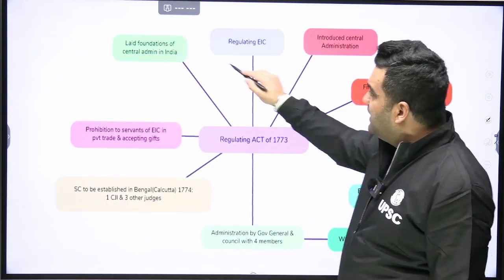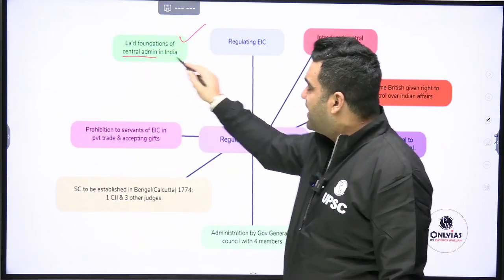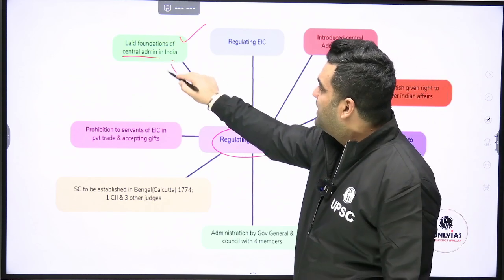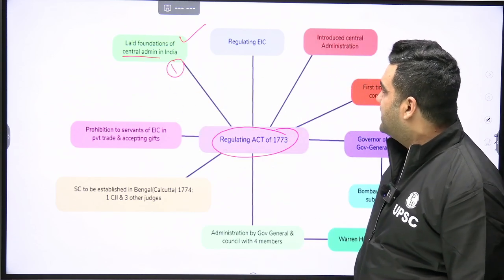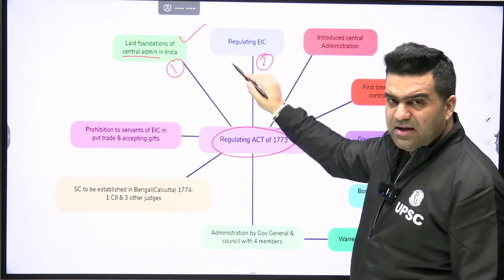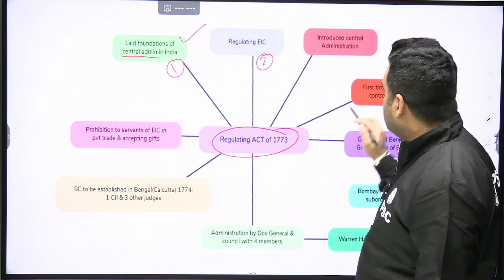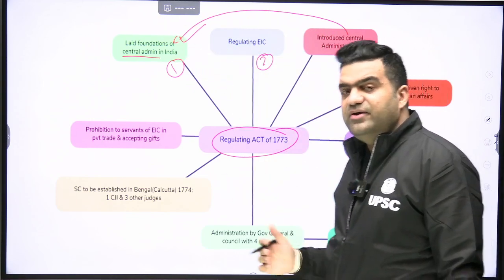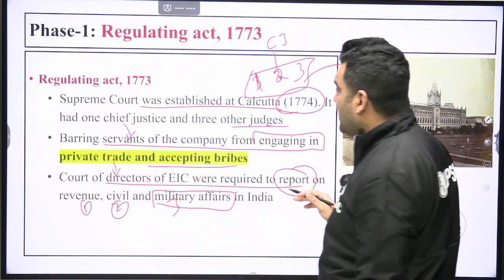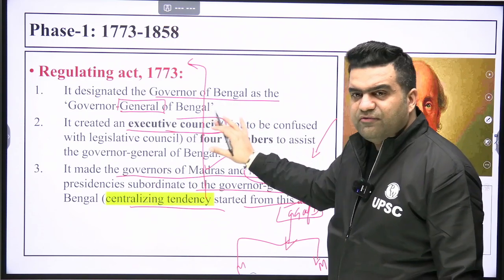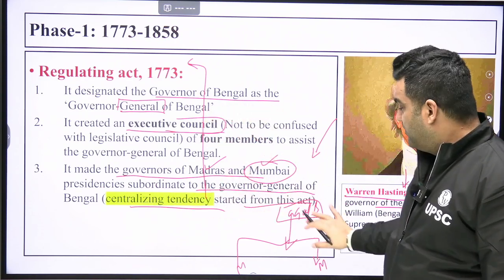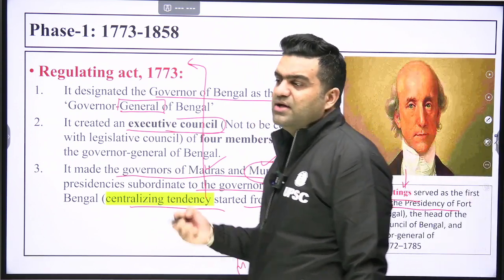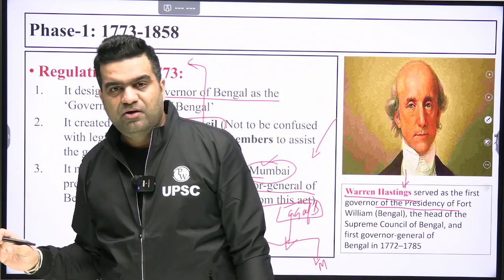Now, laid the foundations of central administration in India. The credit goes to the Regulating Act of 1773 for laying the foundations of central administration in India, regulating the East India Company. The 1773 Act did all these good things. It introduced central administration. Points 1 and 2 are related. How? Because the governors of Madras and Bombay were placed under the Governor General of Bengal. Centralization. The Supreme Court was set up at Calcutta, Fort Williams, right?